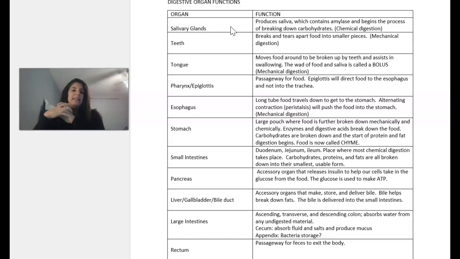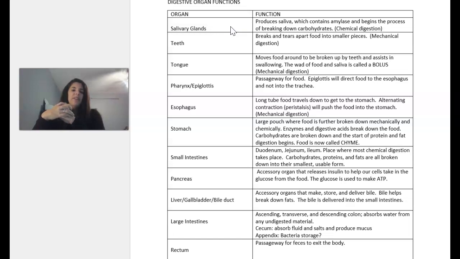The small intestines is divided into three areas: the duodenum, which is the first part attached to the stomach, the jejunum, which is the middle section, and the ileum, which will be attached to the large intestines. This is going to be where almost all of your chemical digestion takes place. So we're going to take the pizza that you ate, and we're going to pull out the proteins, the fats, and the rest of the carbohydrates in order to use those substances for energy. Any undigested material in the small intestines will then get delivered to the large intestines.